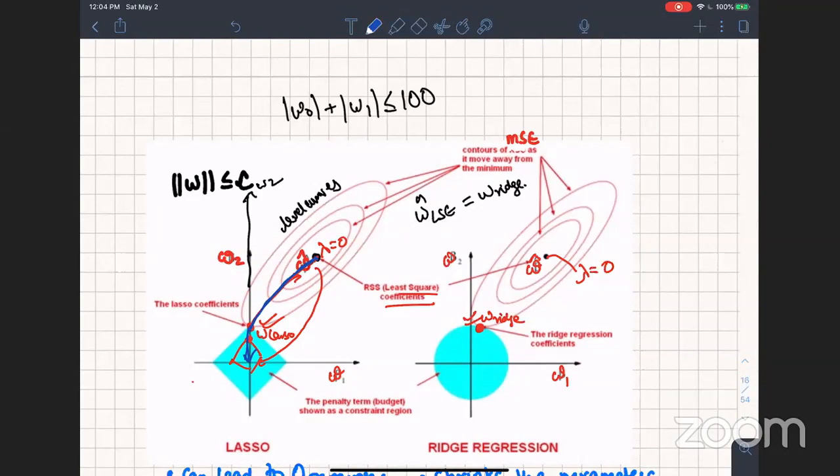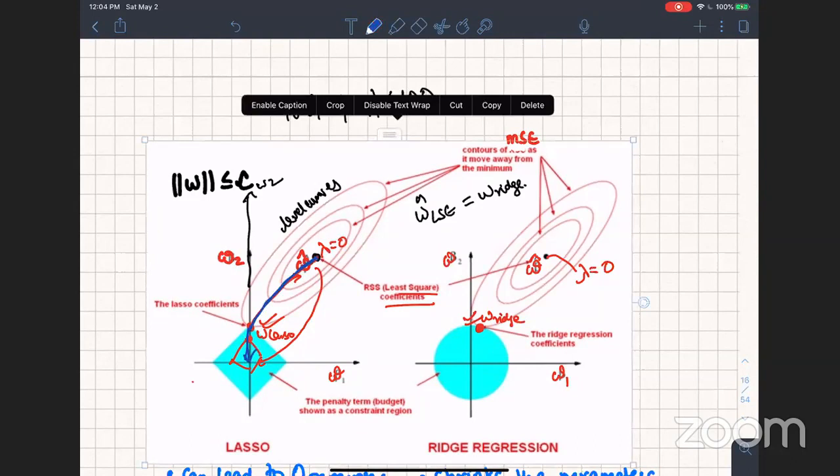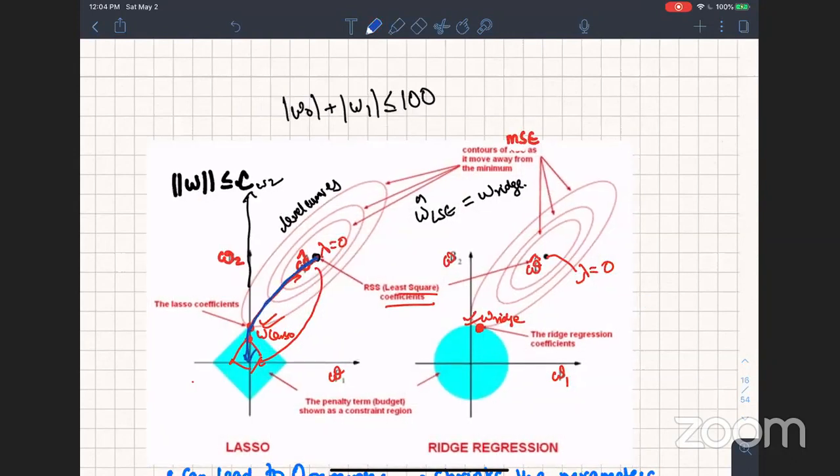Can you give an example when the solution will be at other vertices of the rhombus? Okay, so this was the top axis, right? If you rotate this image, or you can think of it like this. This is because the level curves are like this, right? If your objective function MSE was something like this, then this one has a chance.